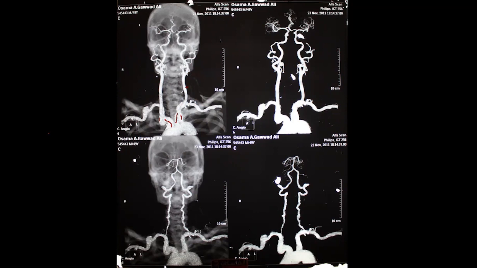Pradeep, go on. Where's the left common carotid? This one. What's happening with my computer? I really don't know. Again, it's not showing.